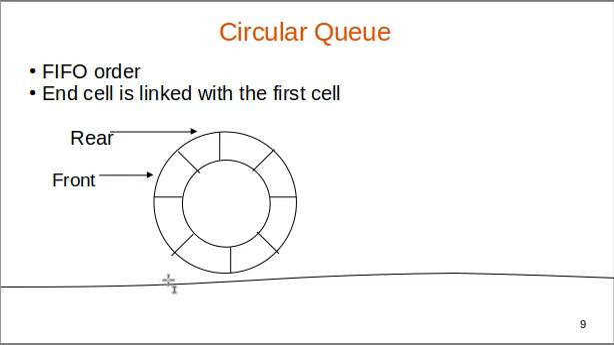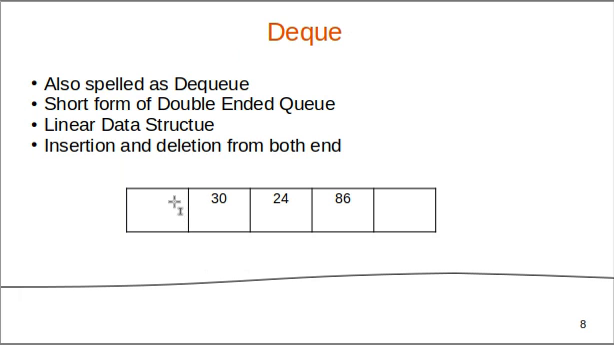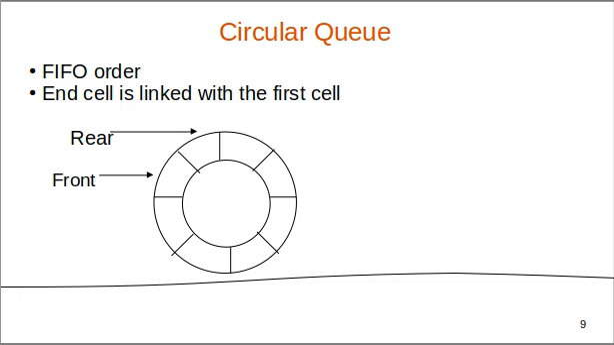Now another queue is circular queue. This maintains FIFO order, whereas deque does not maintain only FIFO order. It maintains both orders, that is last in first out and first in first out. But circular queue maintains FIFO order. So the first inserted item will be here, second, third, fourth, fifth, sixth, seventh, eighth, and this will be the first element, second, third, fourth, fifth, sixth, seventh, and eighth.